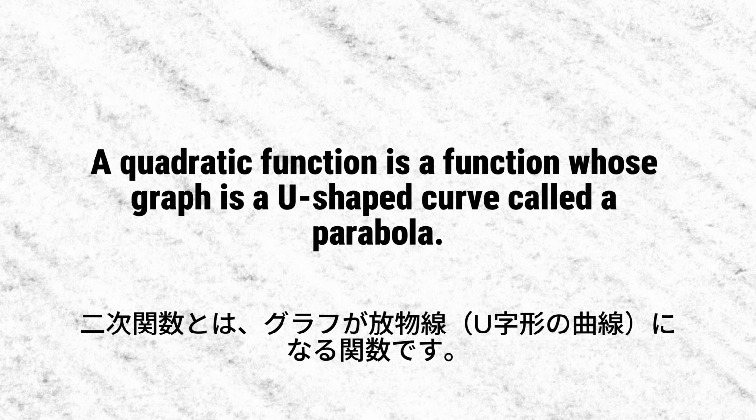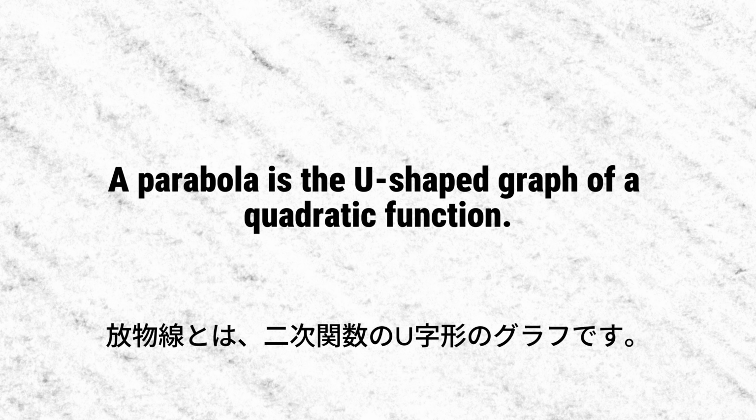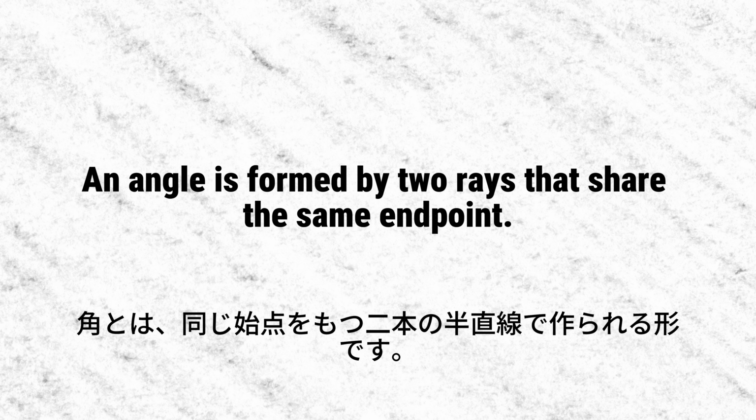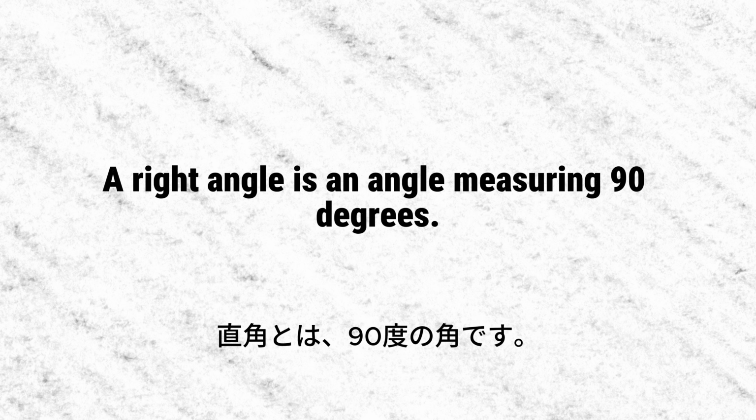A quadratic function is a function whose graph is a U-shaped curve called a parabola. A parabola is the U-shaped graph of a quadratic function. An angle is formed by two rays that share the same endpoint. A right angle is an angle measuring 90 degrees.